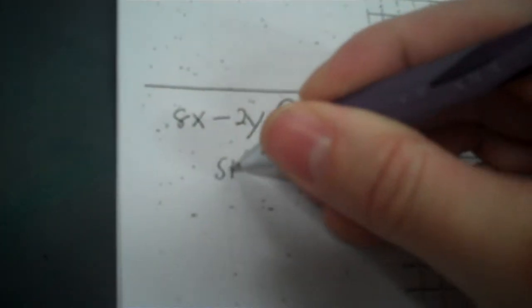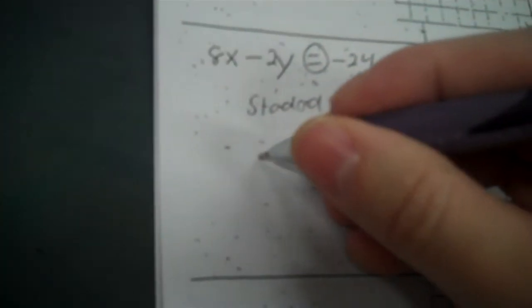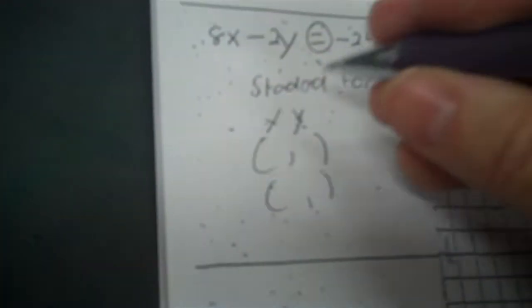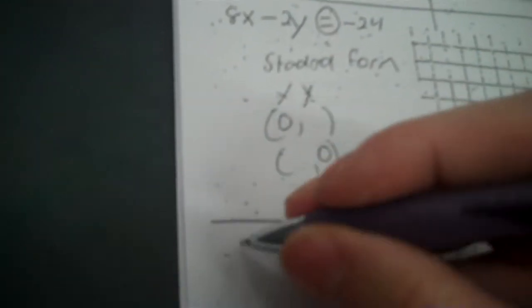Okay, my next equation, 8x minus 2y equals negative 24. This time the x and the y are both in the equation. They're on the same side, so it's in standard form. So in standard form, we need two coordinates. We're going to identify our x and y intercepts. So (0, 0). And I write that out twice. 8x minus 2y equals negative 24.